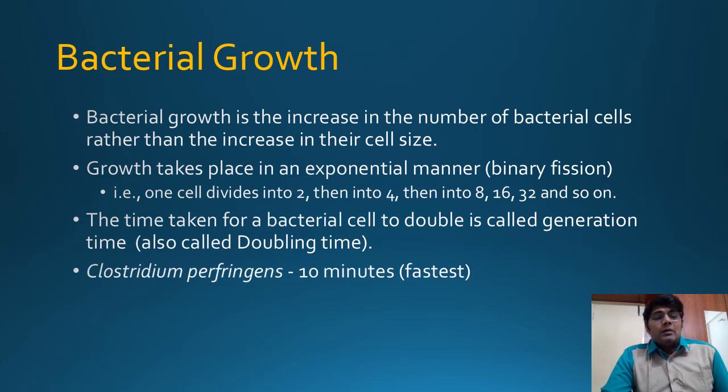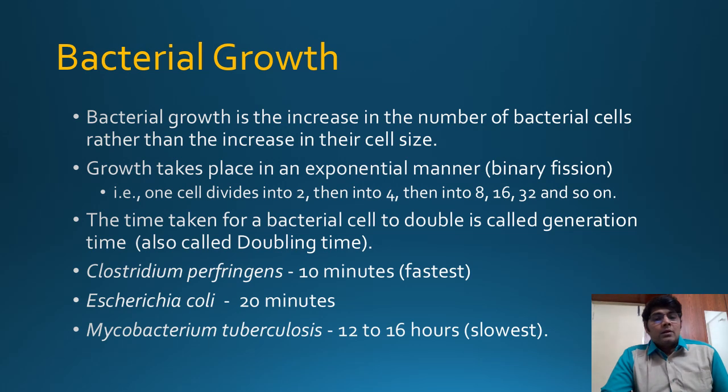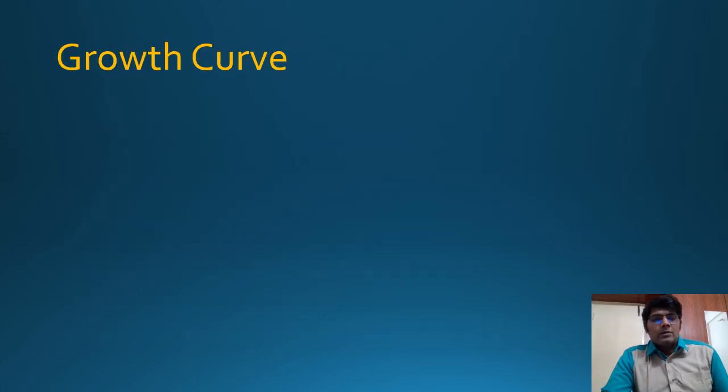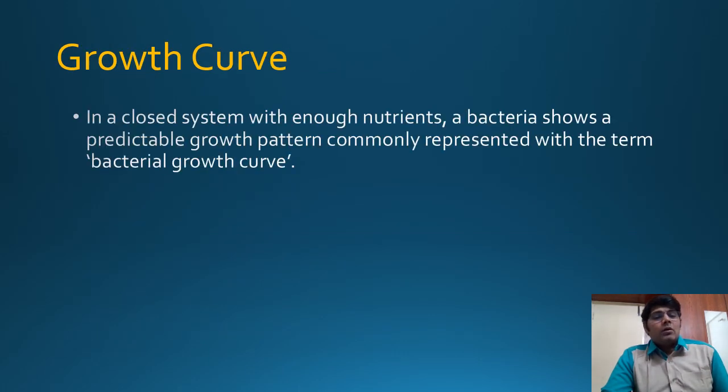Different organisms have different doubling times. Clostridium perfringens has 10 minutes, which is the fastest one. Escherichia coli, which is the model organism that is employed, has 20 minutes of doubling time, whereas the slowest in terms of doubling time is Mycobacterium tuberculosis, which takes around 12 to 16 hours for one cell to become two cells.